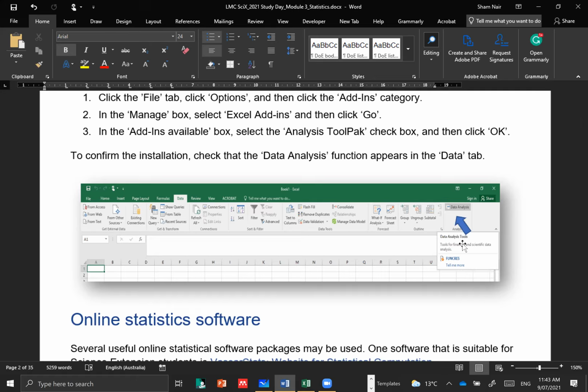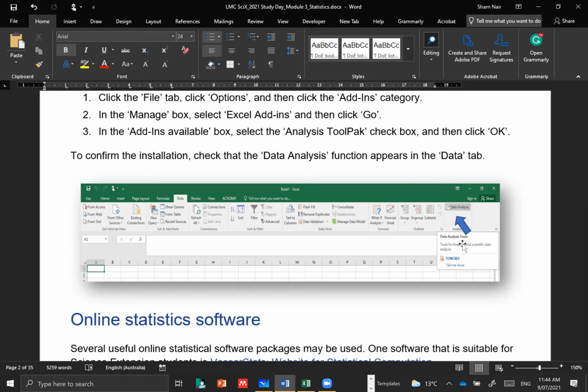As I said, Excel was not designed for statistical testing. So sometimes for a particular test, you might have to do it in 2 or 3 distinct steps.